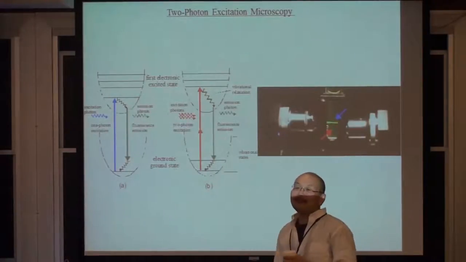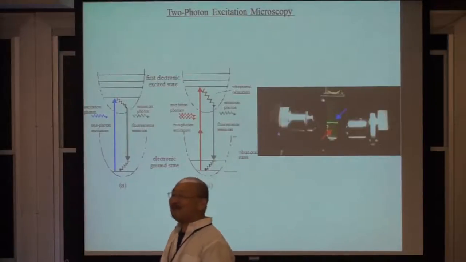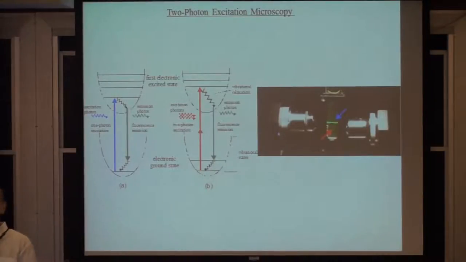But if you want to do multiphoton microscopy like in my lab, you would be spending maybe a couple hundred thousand dollars to buy a titanium sapphire laser that generates a light spot and femtosecond pulses, which I will explain in a little bit.